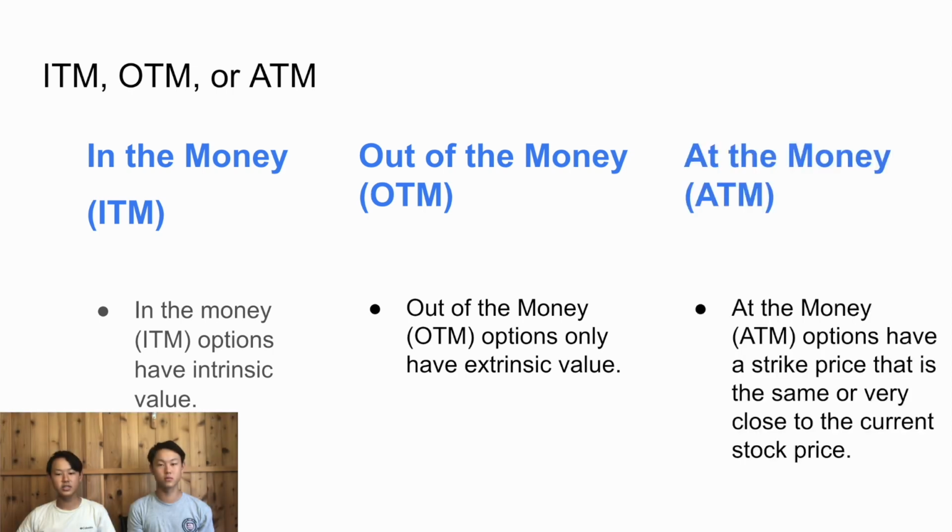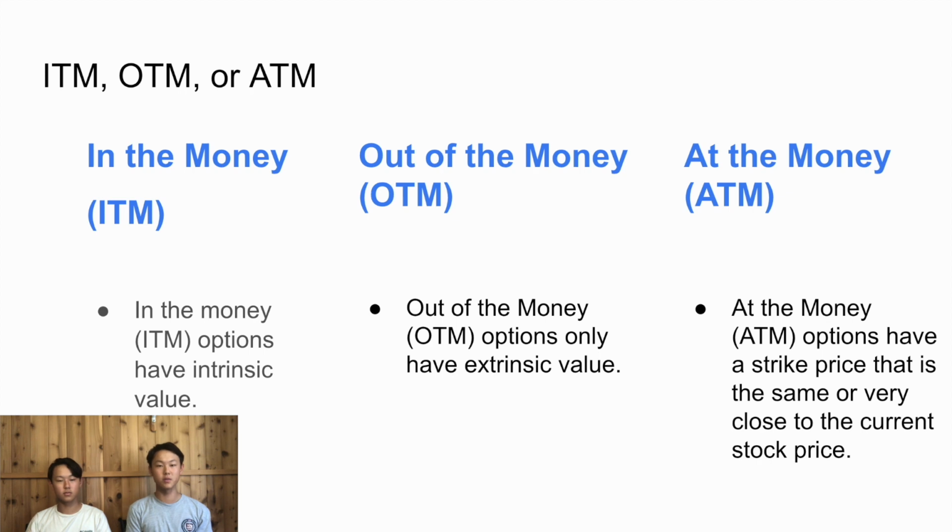At the money options have a strike price that is the same or very close to the current stock price. At the money options have extrinsic value and some intrinsic value depending on the stock's volatility. Even if the option is slightly in the money or slightly out of the money, it can still be considered at the money if the strike price of the option is very close to the current stock price.